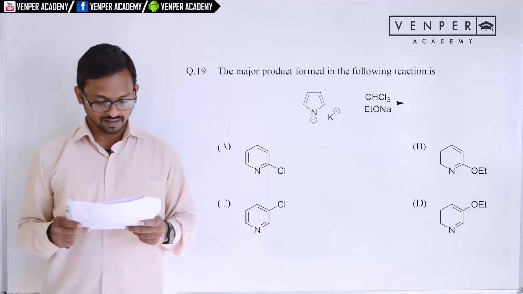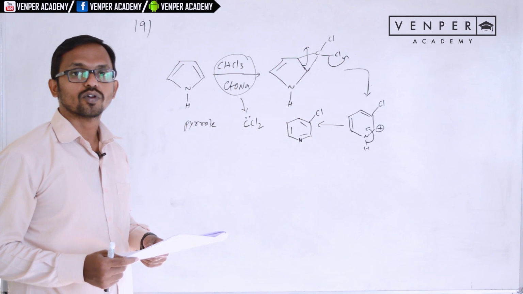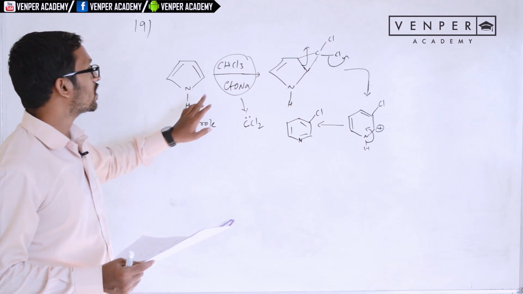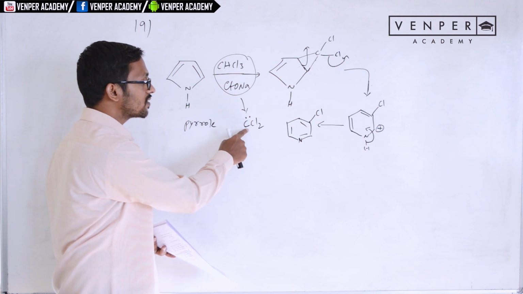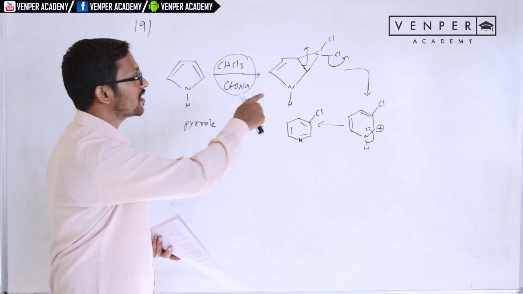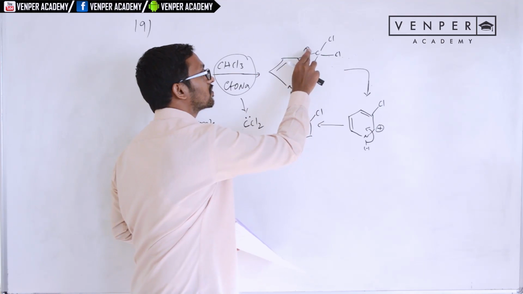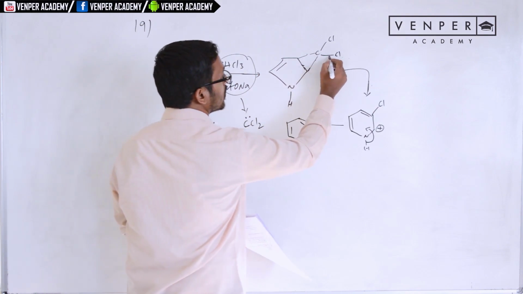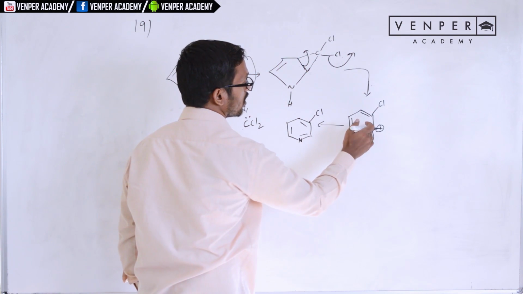Question number 19. The major product formed in the following reaction is. In the given 4 options, option C is the correct answer. Let's see. Here pyrrole, when it reacts with CHCl3 in presence of sodium ethoxide, will give CCl2 which is an electrophile. So this will be attacked here. As a result, we will get this compound, and this is an unstable compound. As a result, chlorine will go outside and this bond will shift to here, then we will get this compound.